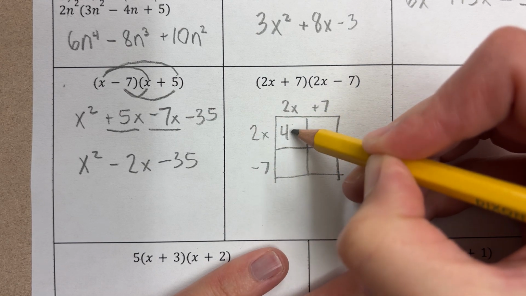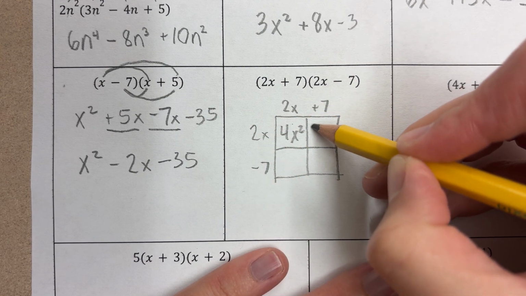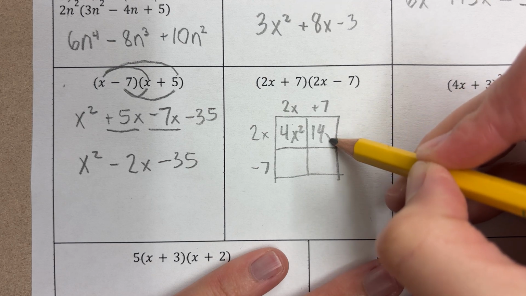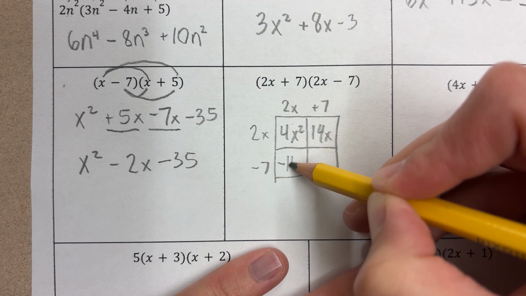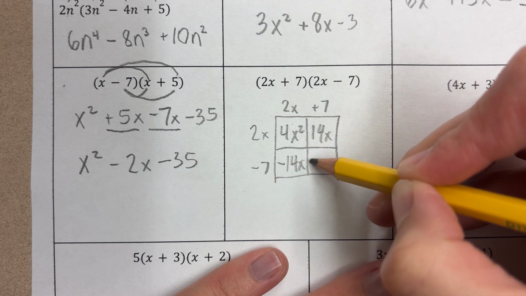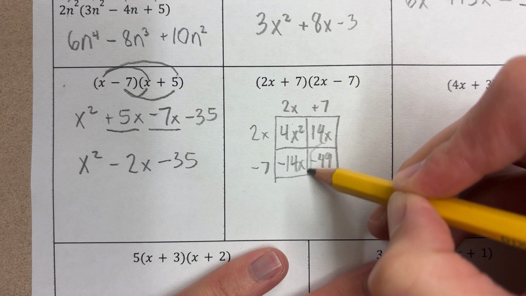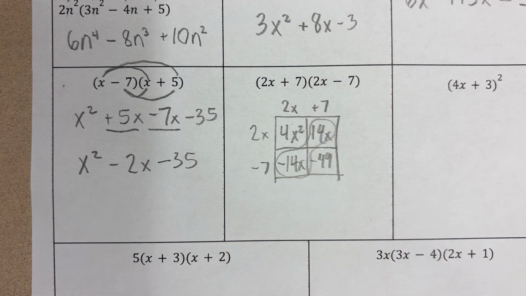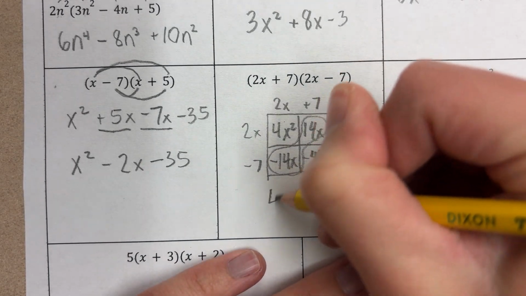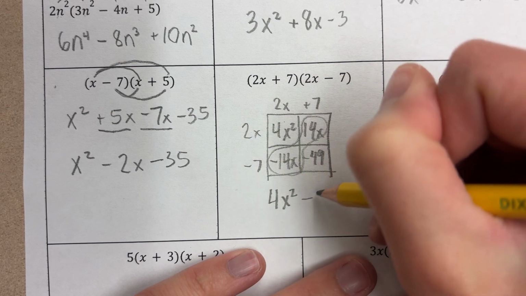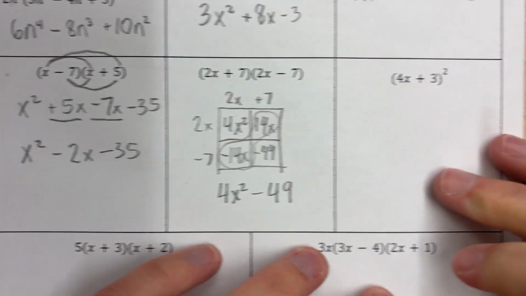2x times 2x is 4x squared. This is 2x times 7 is 14x, and this is 2x times negative 7, that's negative 14x, and negative 7 times 7 is negative 49. Okay, now, these are like terms. 14 minus 14 is actually 0, so when I bring down the like terms, I'm just going to bring down 4x squared and negative 49.